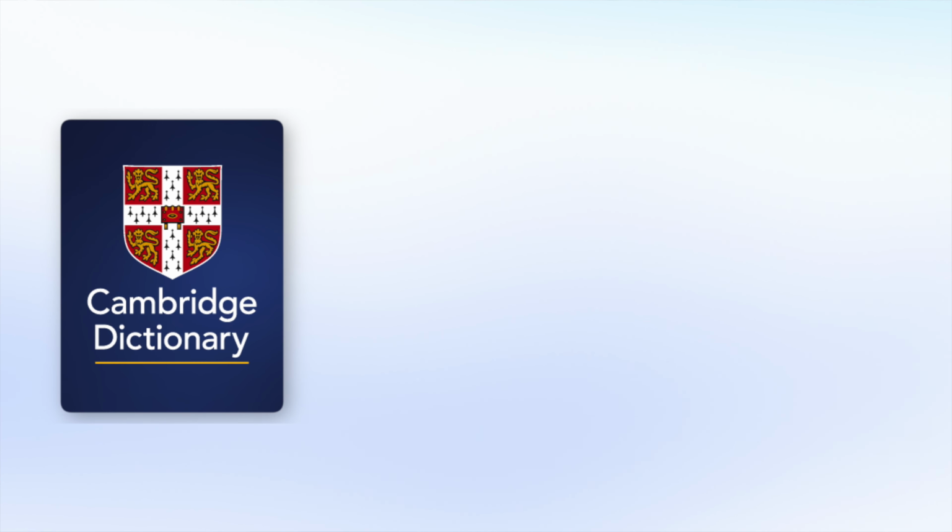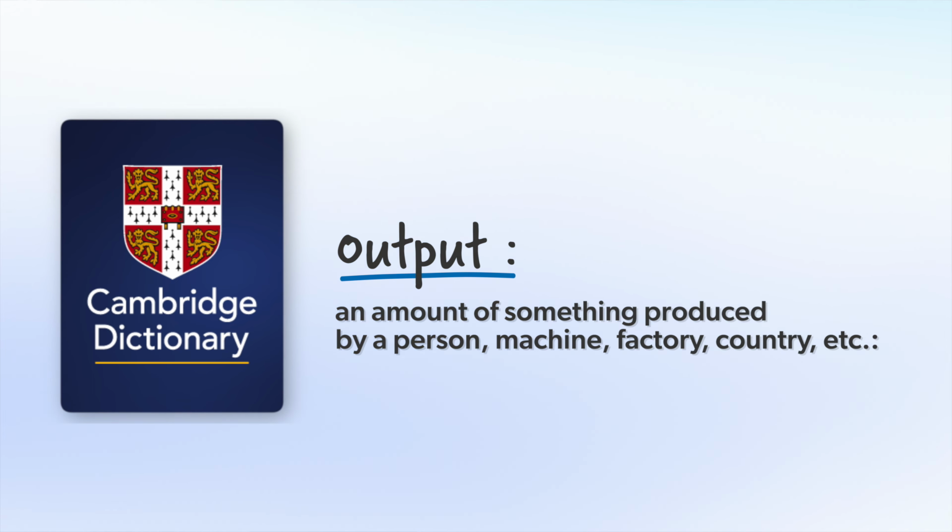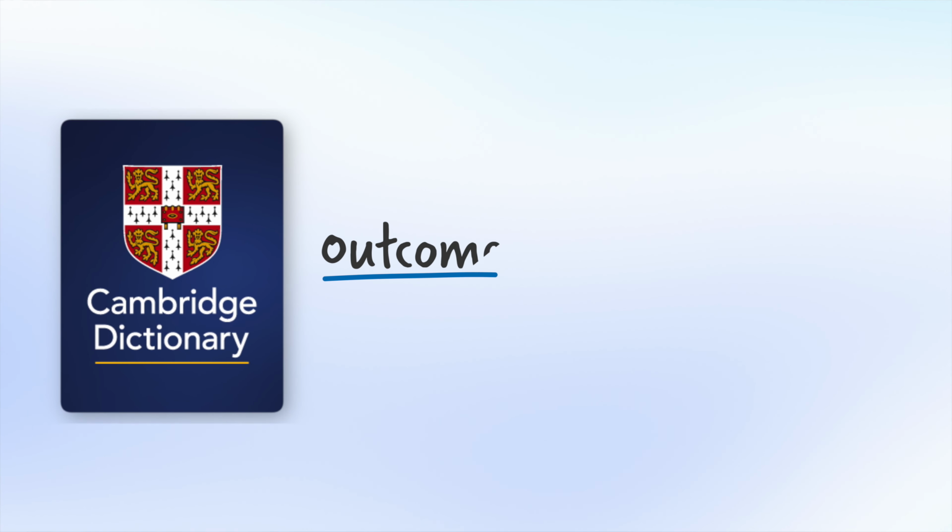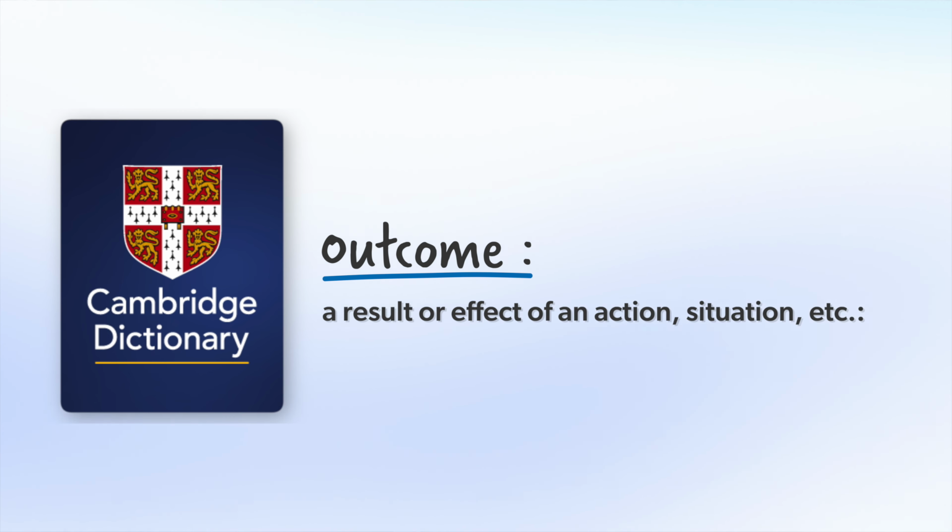So what's actually the definition of output and outcome? When you have a look into the Cambridge Dictionary, output is explained as an amount of something produced by a person, machine, factory, or country. So also a team. An outcome is defined by a result or effect of an action or situation. So the outcome depends highly on every company, and it will be very different for every industry. But to think about what could be the outcome is very important.